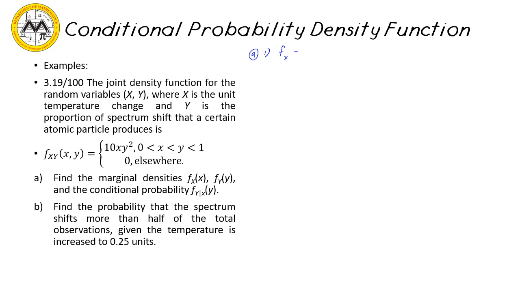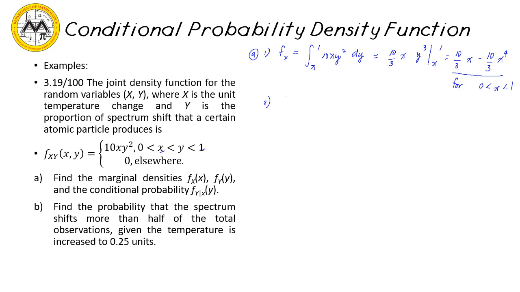So first, let's have f sub x. F sub x is the integral of 10xy squared. If this is a function of x, we are going to integrate it with respect to y, and y is from x to 1. So this would be 10 over 3 x y cubed from x to 1. So this would be 10 over 3 x minus 10 over 3 x to the 4th. X is in between 0 and 1.